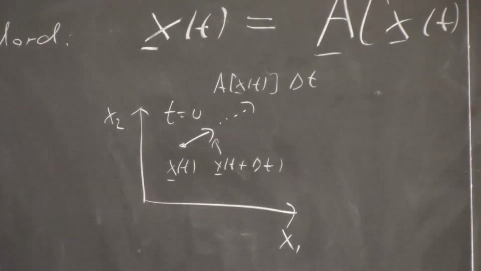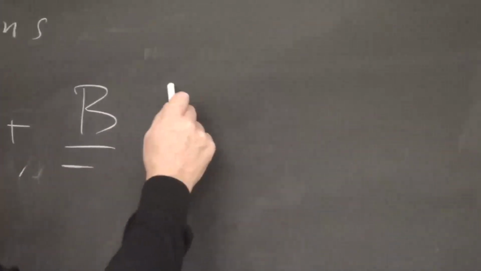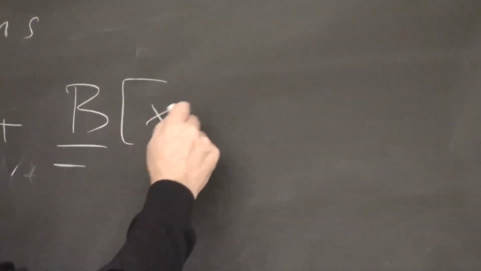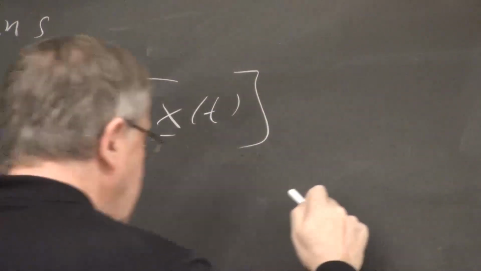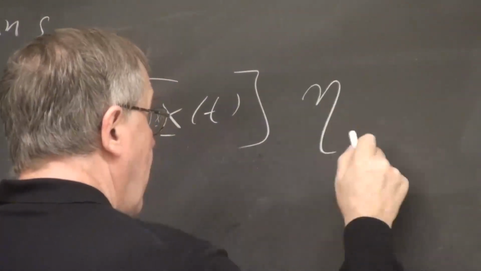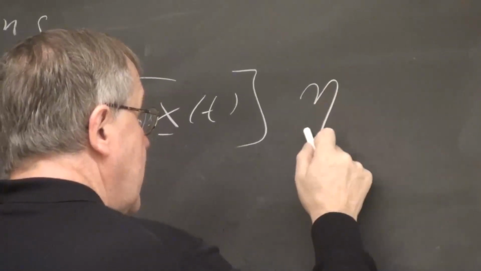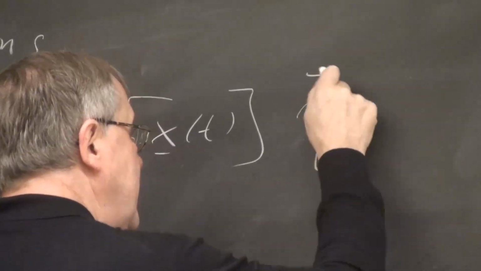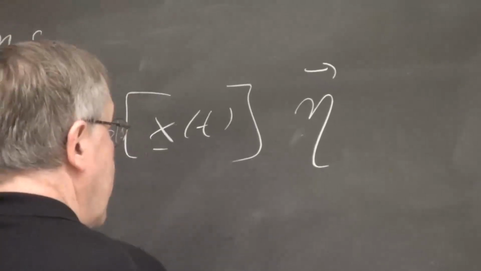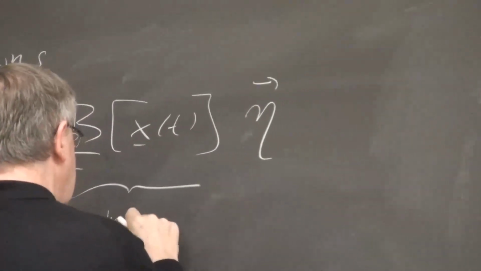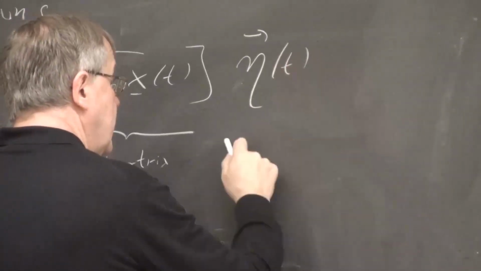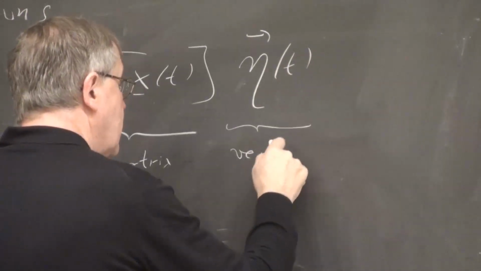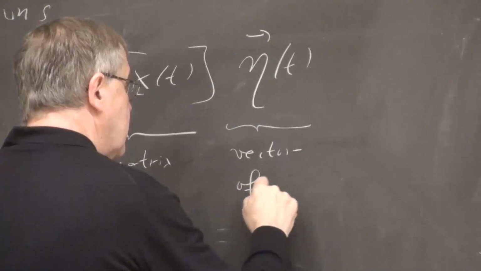But now we have another term, and this term is B. This one is a matrix. It can also depend on x. And this one multiplies a vector eta that I write here, which has the same dimension as all the other ones. So this is a matrix, and this is eta. It's a vector of noise.